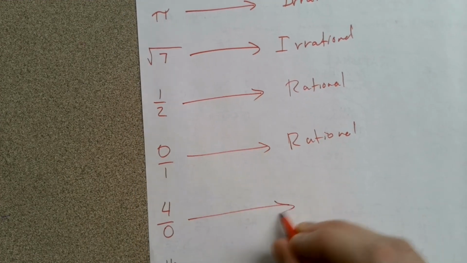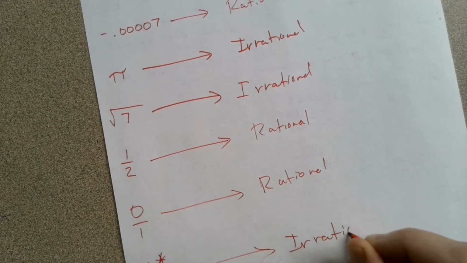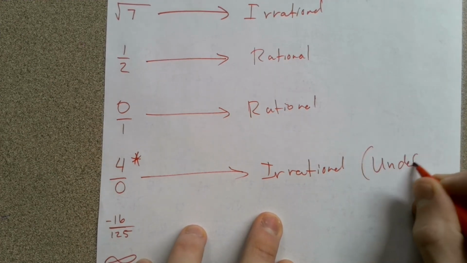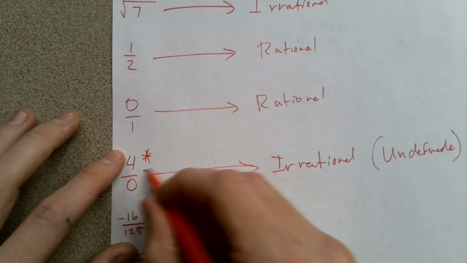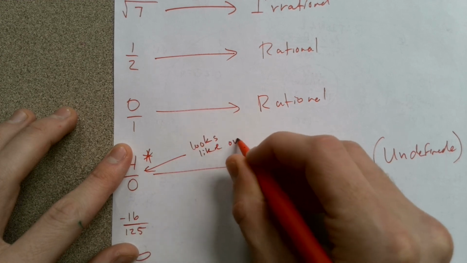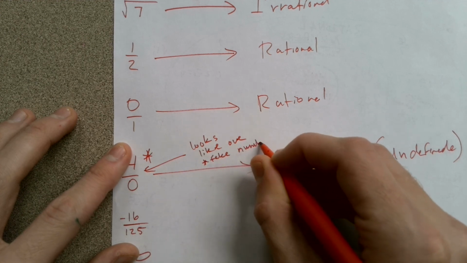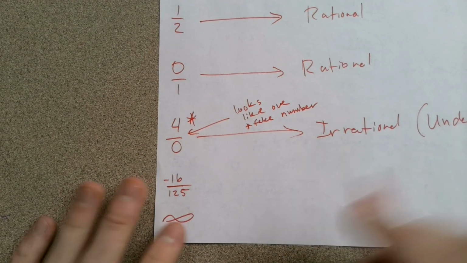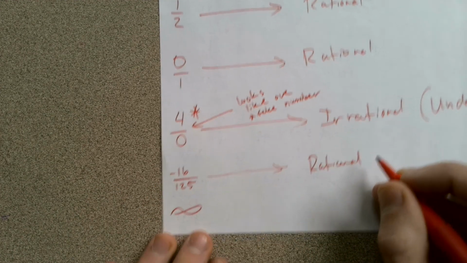4 over 0, maybe one worth noting here. This is irrational. Anything divided by 0 is undefined and cannot be written as a fraction. This is a fake number. It looks like a fraction, but it's a fake number. Next one right here, this one is written as a fraction. We know it's rational.